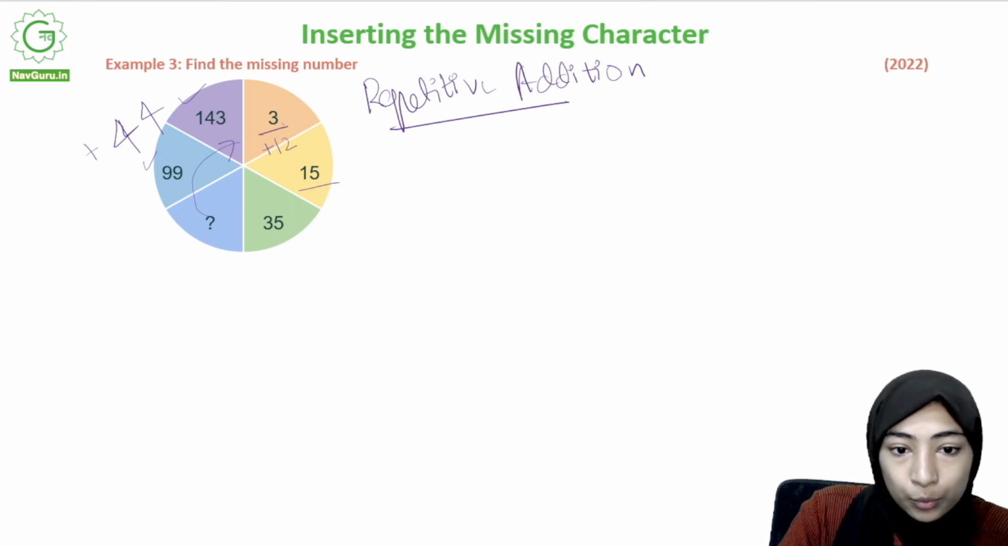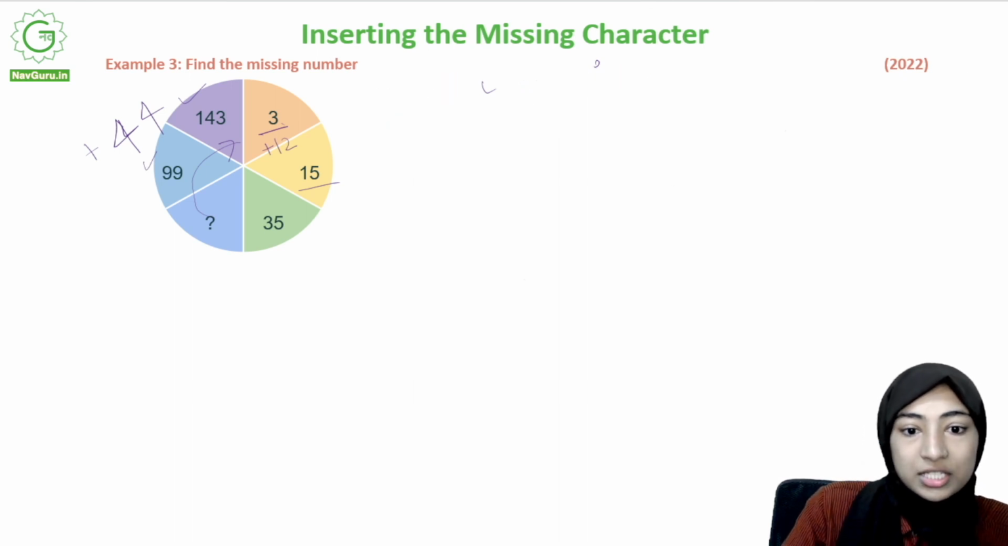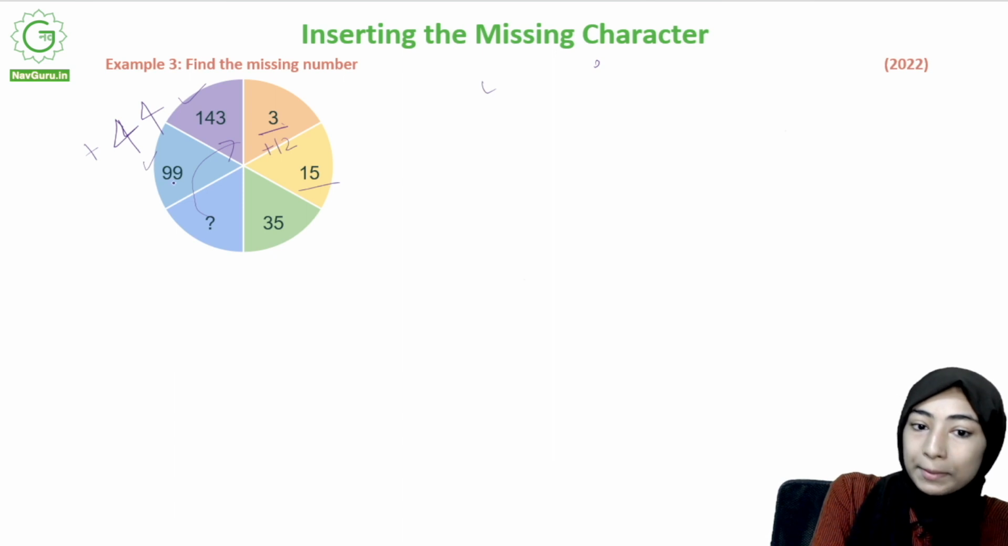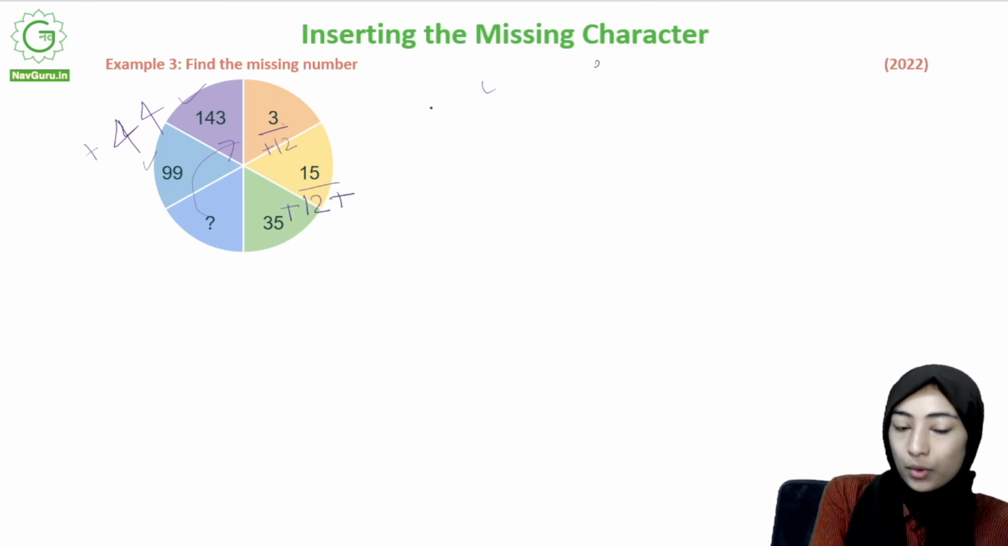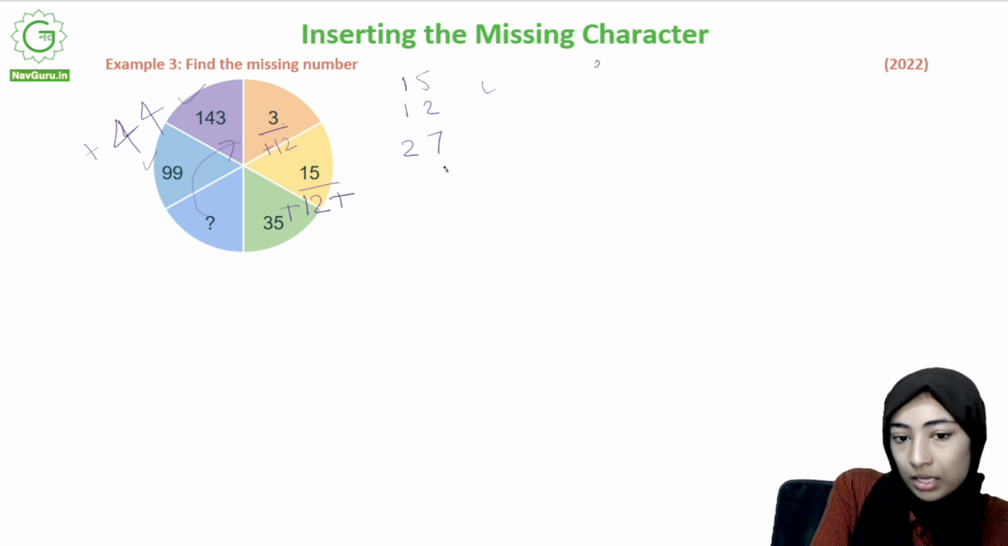Okay, so here if it is a 12, the second time it will be the same 12 plus something else. So we need to find the something else. Now, what is 15 plus 12? 27. How do you get 35 from 27? Basically 27 plus 8, right?